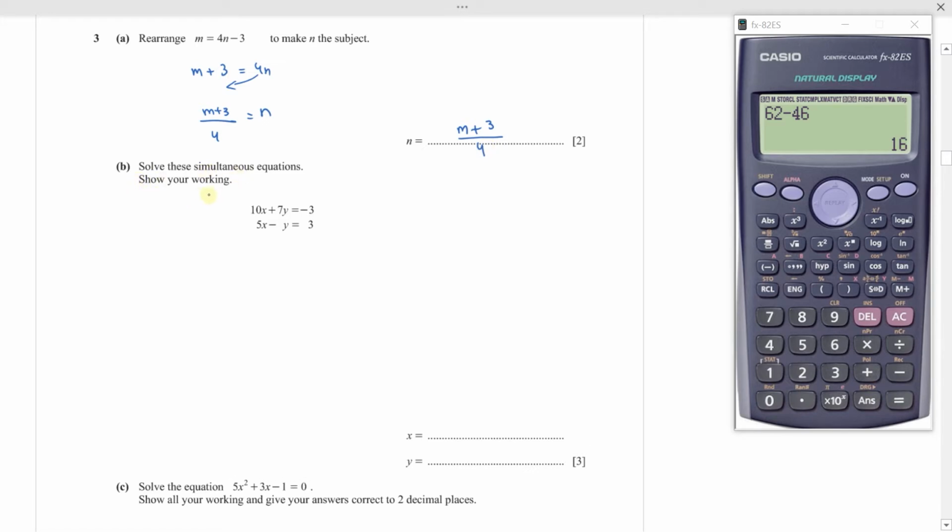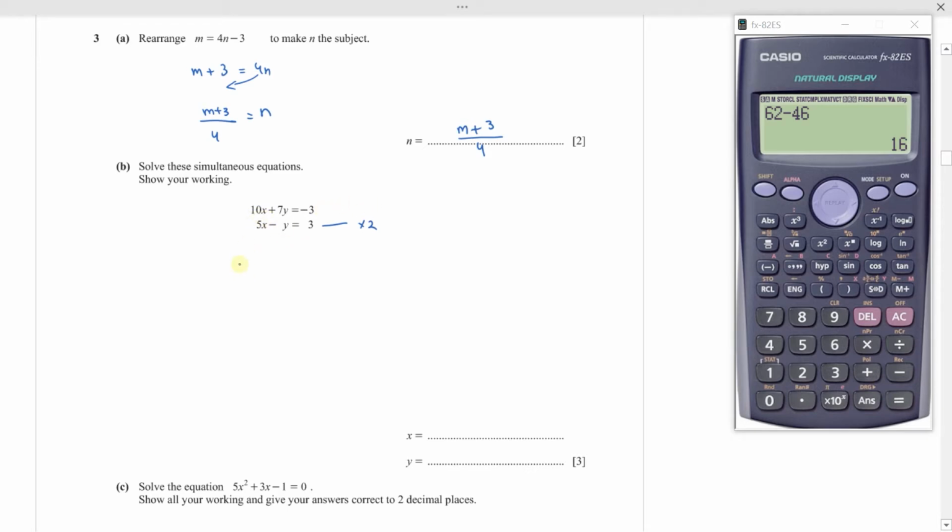Part B is solve these simultaneous equations. So I will use the elimination method. I can multiply this equation by 2, so this will give me 10x as well. And then I can subtract the two equations to eliminate the variable x.